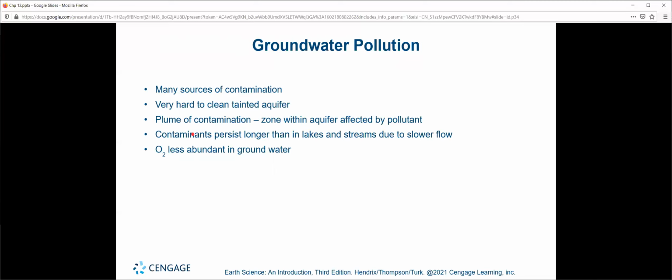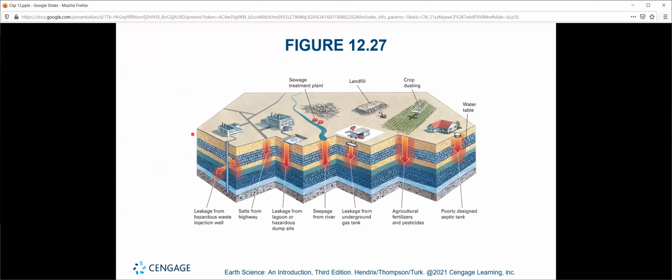These are the zones within aquifers affected by the pollutant. Sometimes the pollution's concentrated, sometimes it's spread throughout, depends on the pollutant. Contaminants can persist longer in lakes and streams due to slower flow. So you can get that pollution going from the groundwater into the lakes, sitting there, holding there, recycling back in. And of course, you have less O2 in the groundwater as a result. All of these here are examples of exactly what we're talking about here.